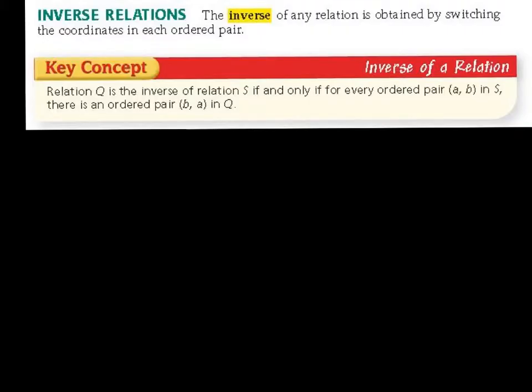The inverse of any relation is obtained by switching the coordinates in each ordered pair. The relation Q is the inverse of relation S if and only if, for every ordered pair A, B in S, there is an ordered pair B, A in Q.